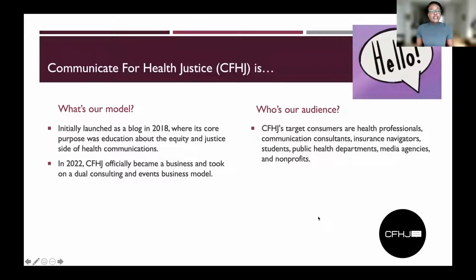So Communicate for Health Justice, what is our secret sauce? What is our model? Well, as I mentioned, it was initially launched at the end of 2018. If you want even more backstory, I was in my grandma's house. She doesn't actually have Wi-Fi, and so I was using my hotspot to connect with the internet. And I was like, you know what? I'm going to make a platform about health communication. So that's actually how it was started. It was around the holidays.